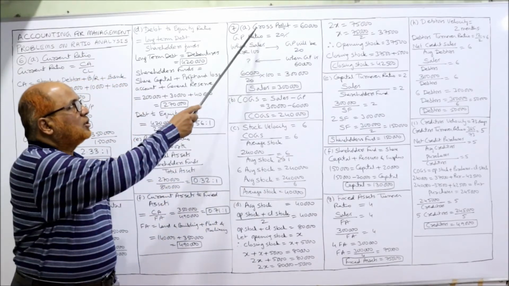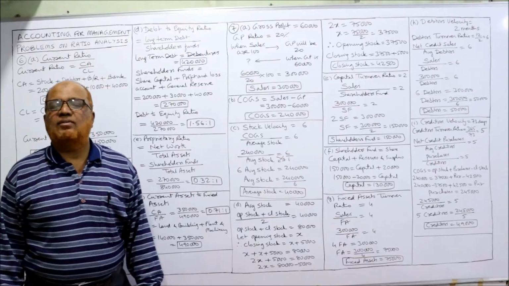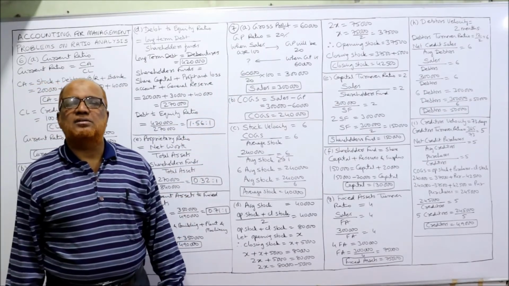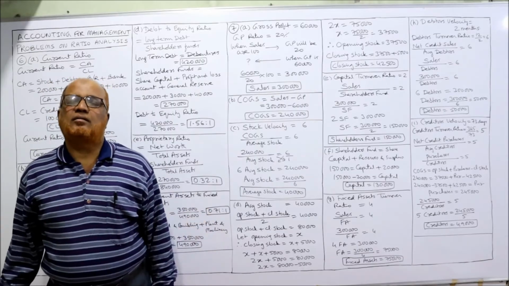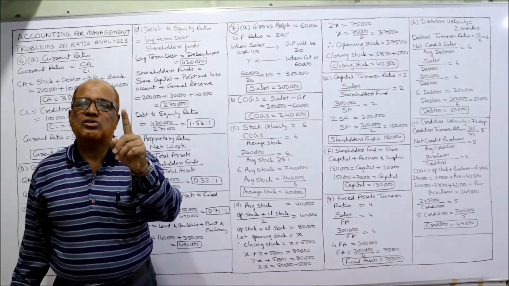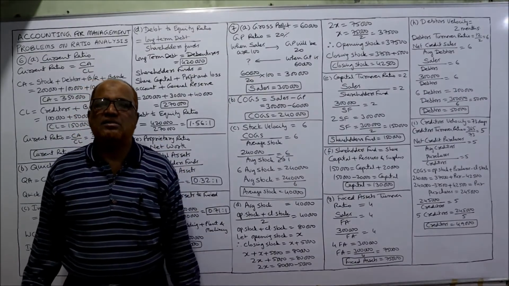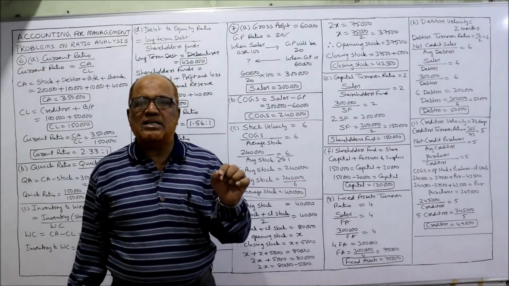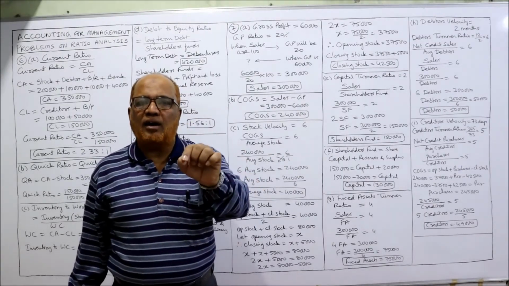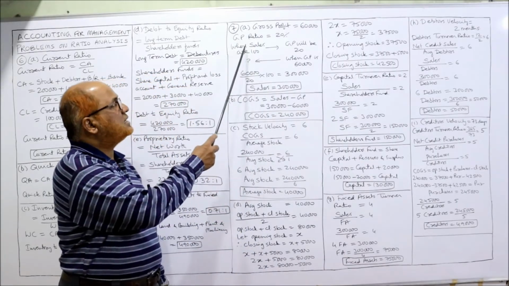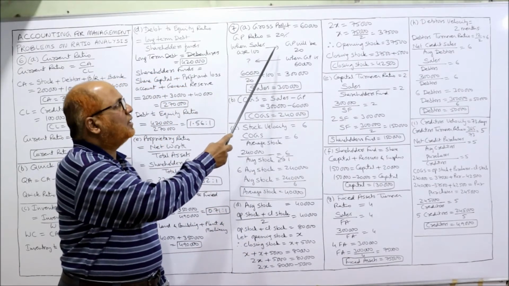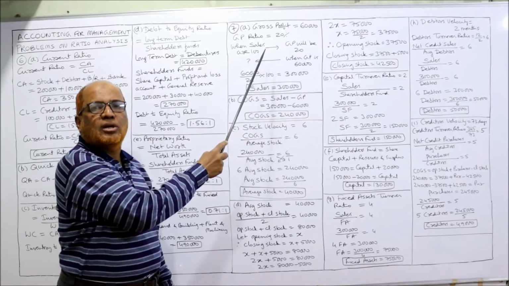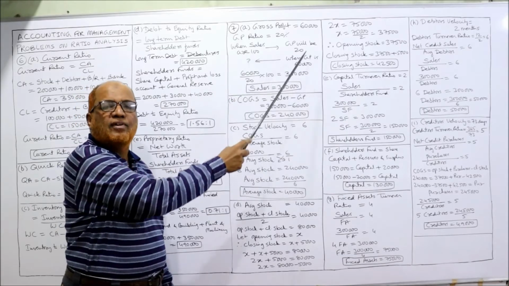So we'll start with gross profit. In the last line, gross profit is given as 60,000. And gross profit ratio is 20%. What does this 20% mean? For every 100 rupees of sales, 20 rupees is the gross profit. So let the sales be 100. When sales are 100, the gross profit will be 20, because 20% is there.